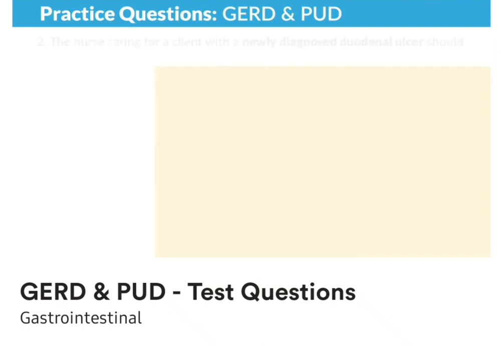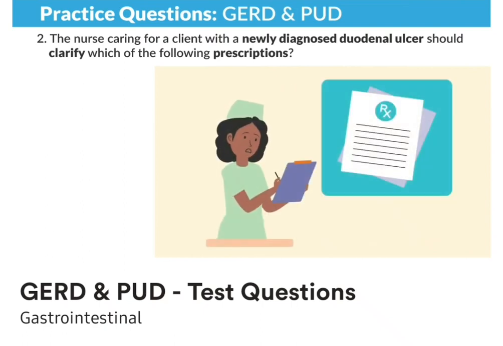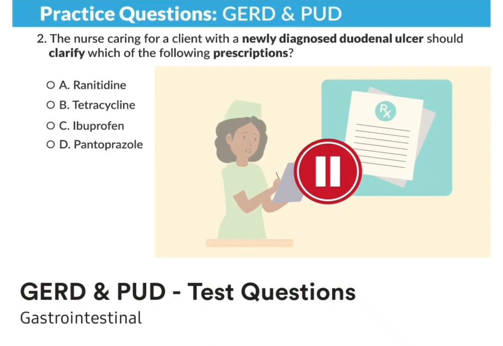Now, moving on to question 2. The nurse is caring for a client with a newly diagnosed duodenal ulcer. The nurse should clarify which of the following prescriptions? Pause the screen and try your best to answer this question.